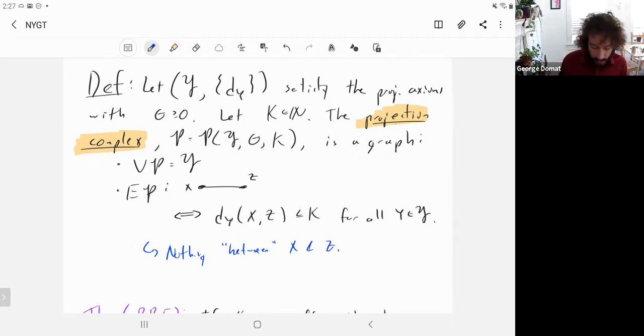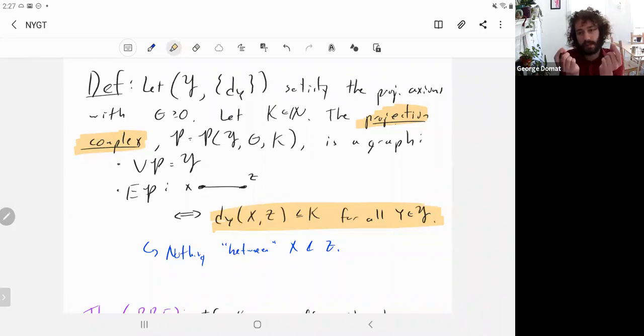Well, what this condition here is saying is that you put an edge whenever you take x and z and you take any other point in your set Y and they all measure a small distance. Then there's nothing between x and z, we'll connect them with an edge. Great, so this is going to give us this graph.